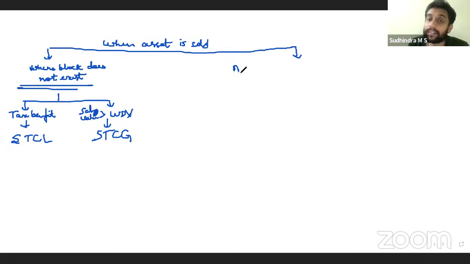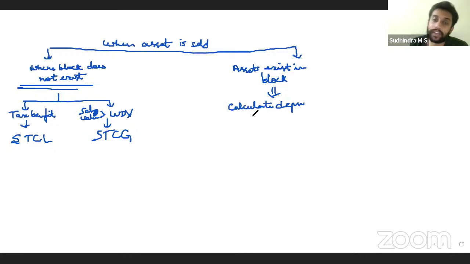Whereas if assets exist in the block, even though this asset is sold, other assets exist. In that case, what do we do? In case of deletion of an asset, we will reduce the sale proceeds from the WDV and calculate depreciation on the balance. Correct? Calculate depreciation.